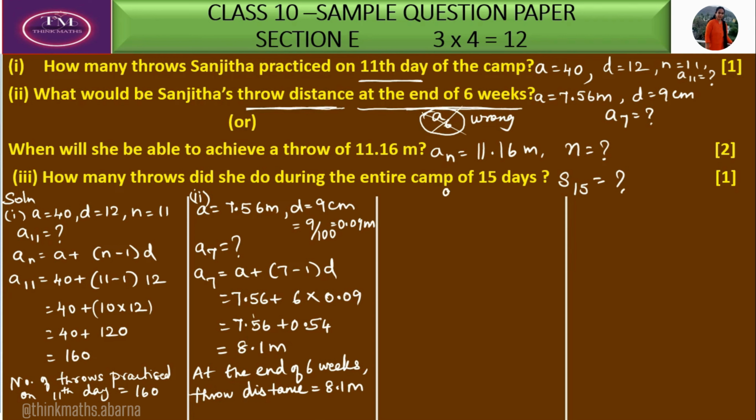Now the next part. What is the choice? When will she be able to achieve a throw of 11.16 meters? So they gave An. We have to find out at the end of which week she will achieve this distance.